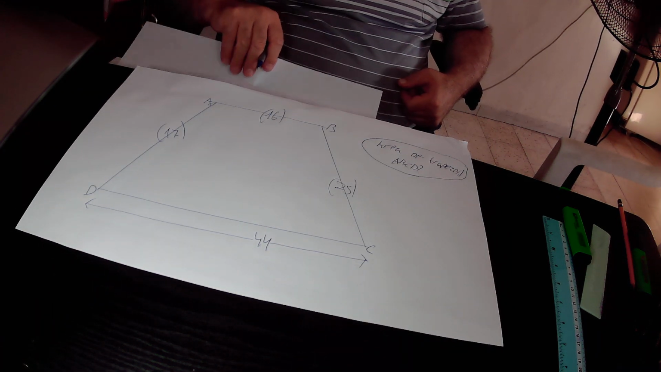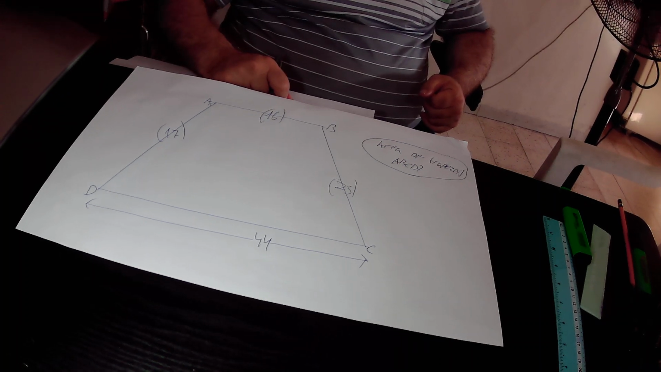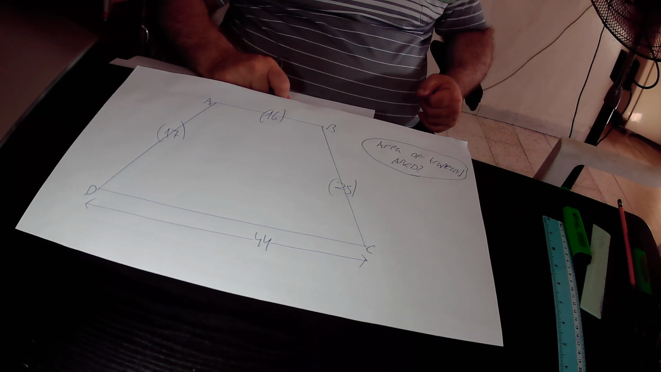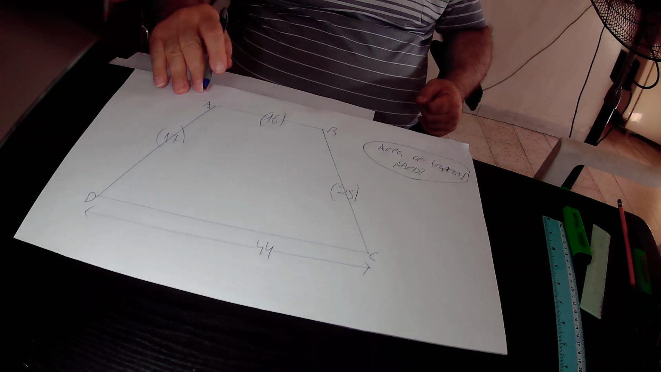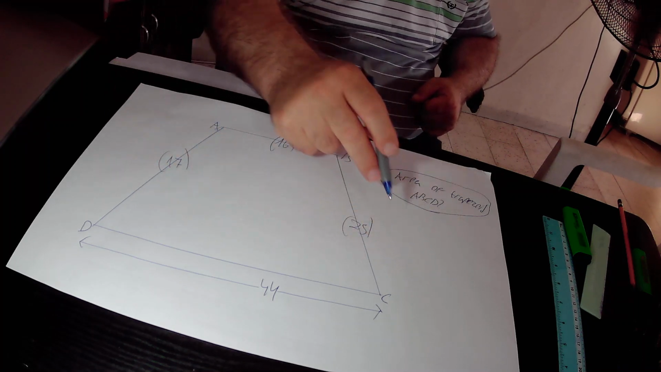In order to find out the area of this trapezoid ABCD, we'll do a construction, that is to say, from this point A, we'll draw a perpendicular on DC.